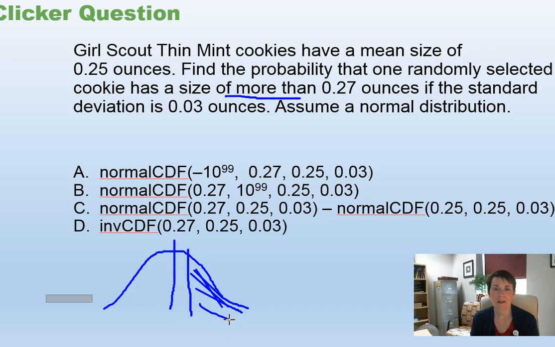Which one of these would demonstrate this? This one would demonstrate starting at negative and going forward. That's not what I'm after. This one starts at 0.27 and goes forward a very large number. If the standard deviation is right and the mean, then that is the correct one. So at this time it would be B.